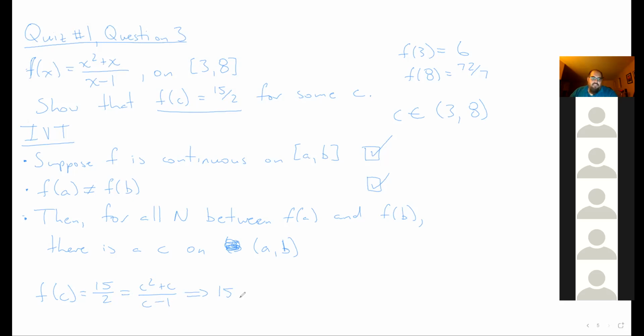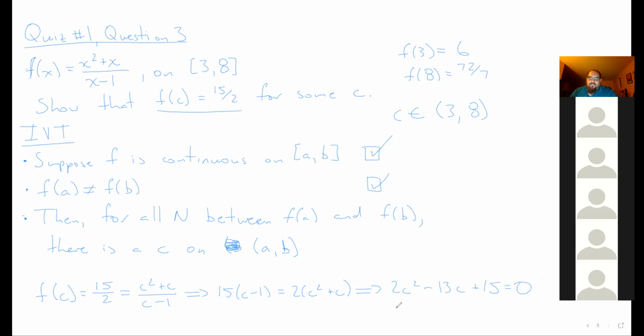Okay. So 15 times c minus 1 equals 2 times c squared plus c. 2c squared minus 13c plus 15 equals 0. Okay, yeah, I think that looks good.